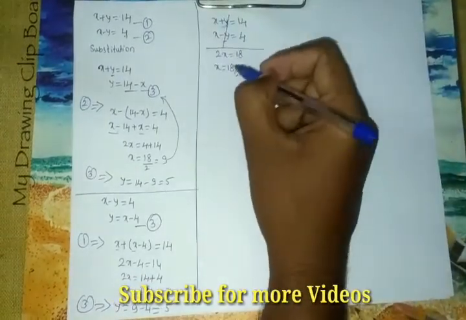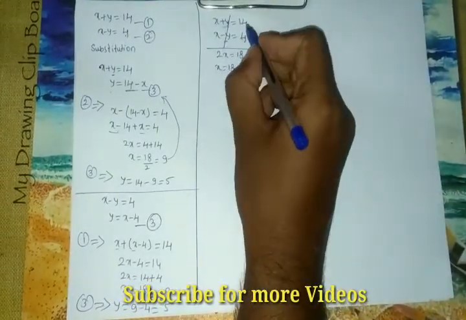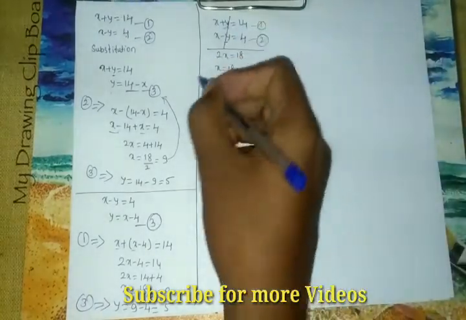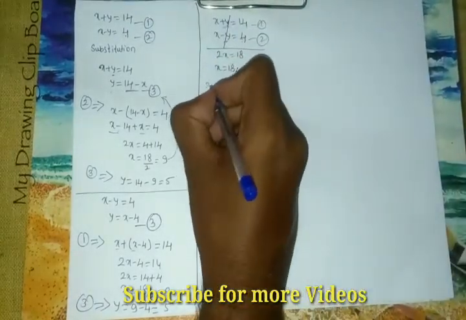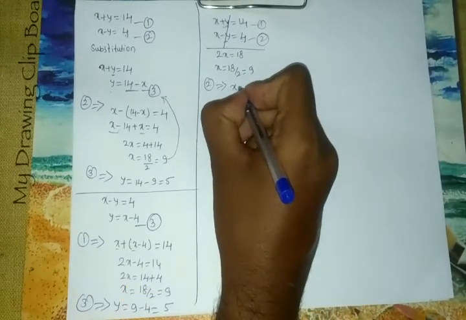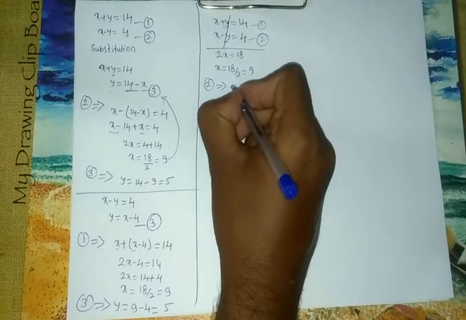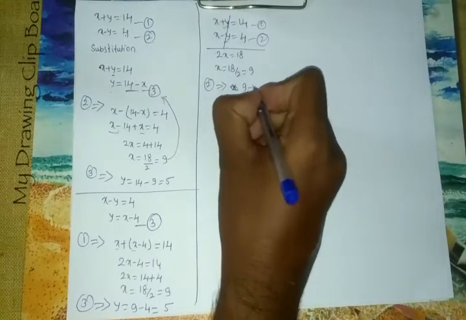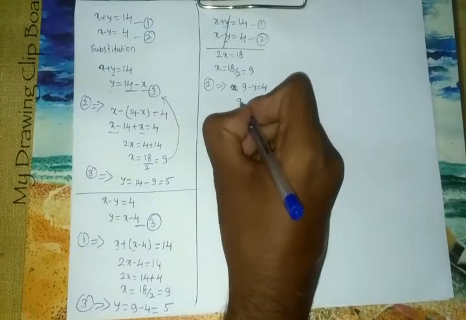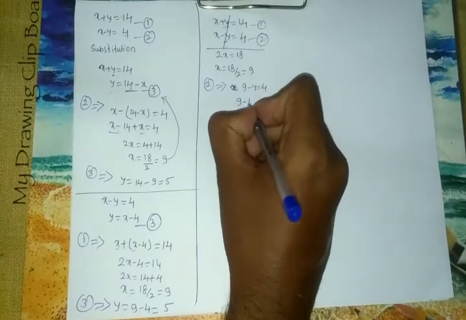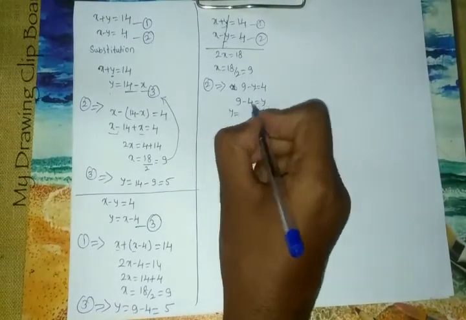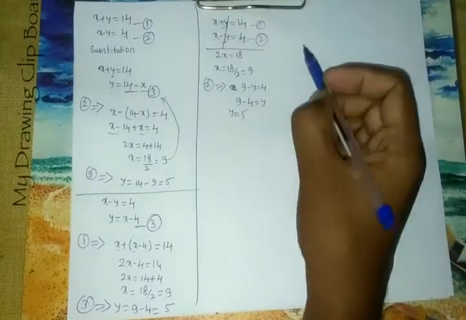Okay, so now this x equals 9 you can substitute in any one of the equations. Let me substitute this x equals 9 in equation 2. So we need to put the value of x as 9 minus y equals 4, or y on the RHS it will be plus, and this is 9 minus 4. So y equals 5.